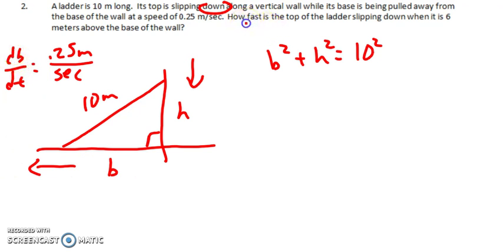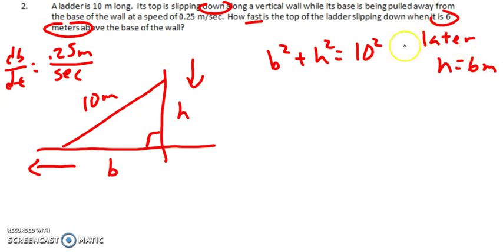We want to know how fast, so our rate is the top of the ladder slipping down when it is 6 meters above the base of the wall. So this is later information. At some point in time the height of that ladder has gone down to 6 meters. Before we can substitute anything in, we need to take the derivative with respect to time.